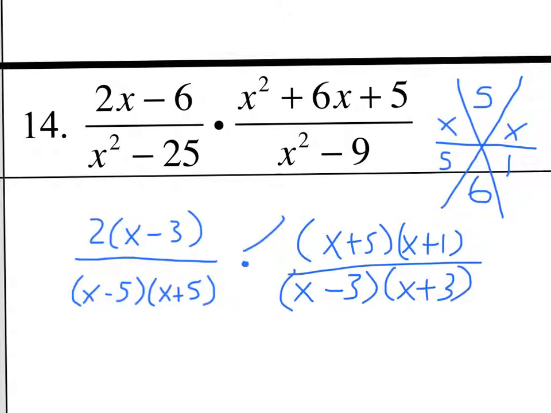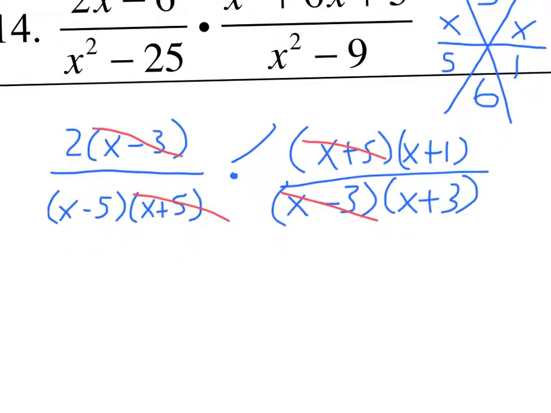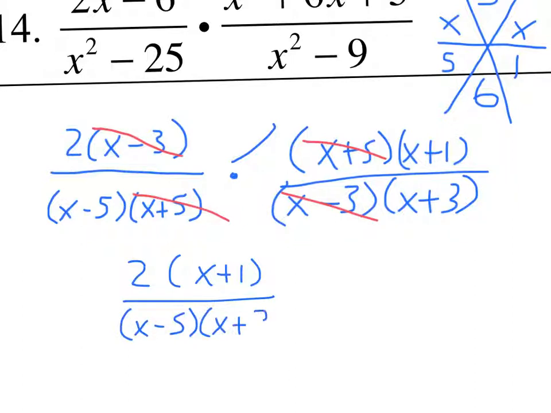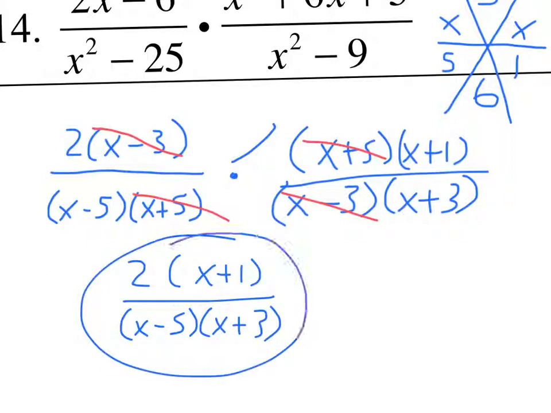All right, now we can really reduce things. X minus 3's drop out, the x plus 5's drop out, and that is all. I would like it if more dropped out, but it didn't. So now in the numerator, I have a 2 times an x plus 1. And in the denominator, I have an x minus 5 and an x plus 3. We should leave it in factored form so that we can see that nothing else reduces.